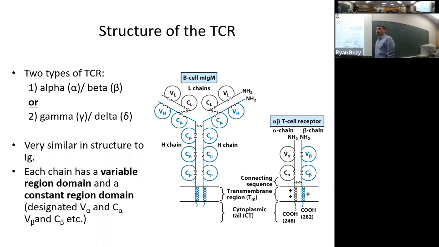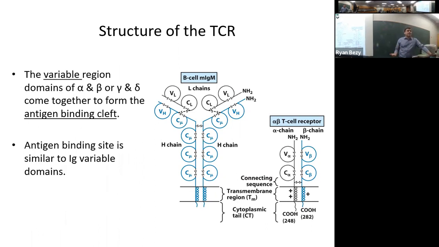Either way, though, whether or not we're talking about an alpha beta T cell receptor or a gamma delta T cell receptor, they're very similar in structure to antibody immunoglobulin genes. And if you look at it, they've got a variable domain and constant domains. So each chain, in this case, we have an alpha chain protein and a beta chain protein. Each chain has a variable domain region and a constant domain region. And they also have a little bit of a transmembrane domain region. Hydrophobic alpha helix.